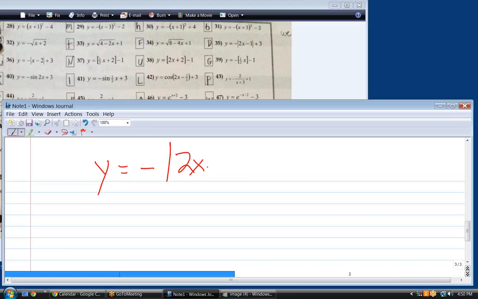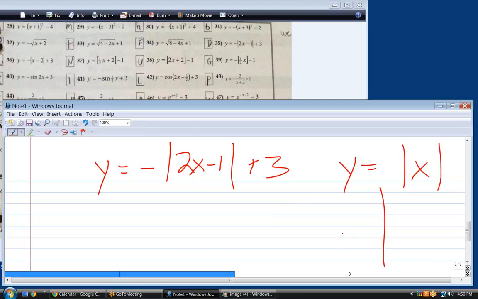What's the parent function? It's y equals the absolute value of x. You know that absolute value functions always have a V in them. Always have a cusp or a corner like that.